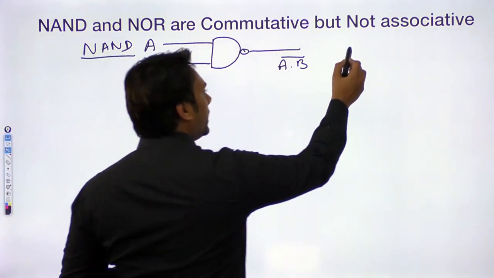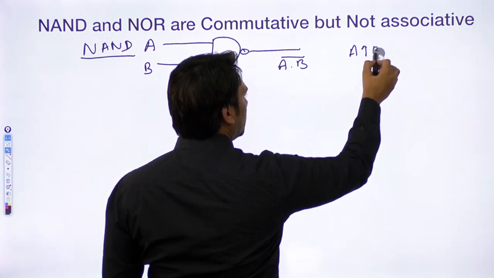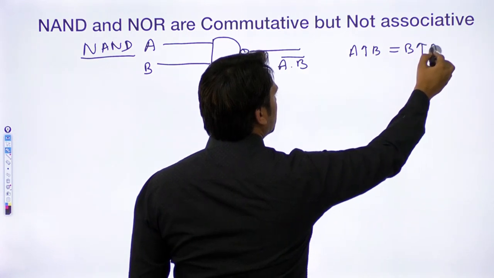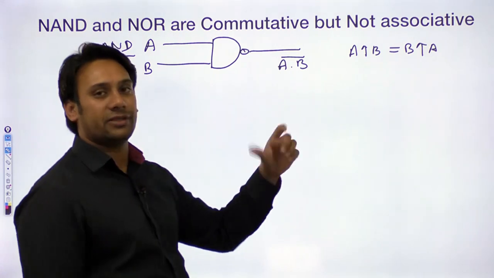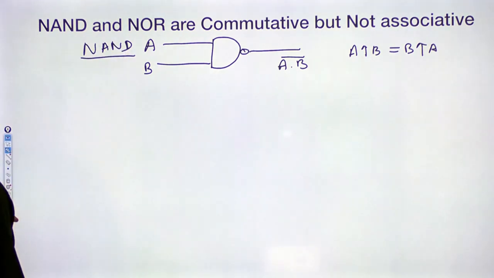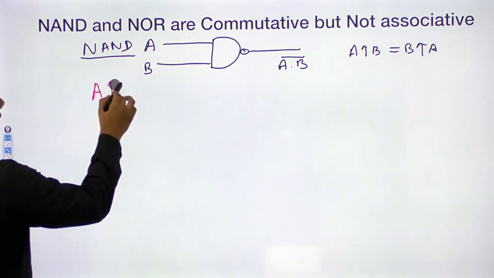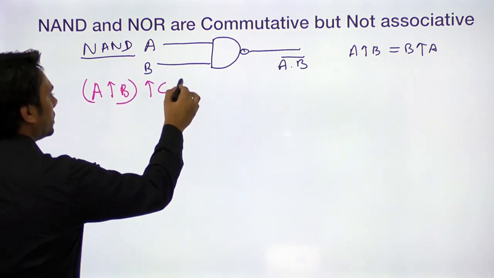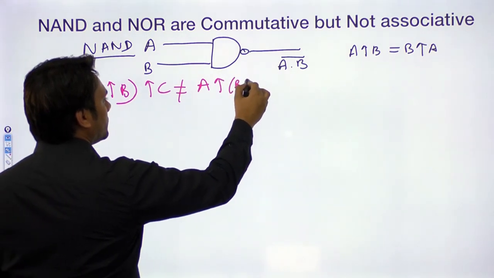So I told you that NAND gates are commutative. Commutative means A NAND B, so NAND sign is this, A NAND B is equal to B NAND A. This arrow sign is the sign of NAND. At the same time, we can also have a similar sign for NOR. So when I'm saying they are not associative, it means that (A NAND B) NAND C is not equal to A NAND (B NAND C).